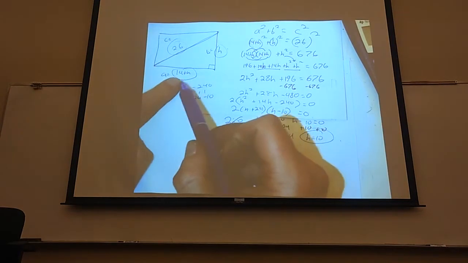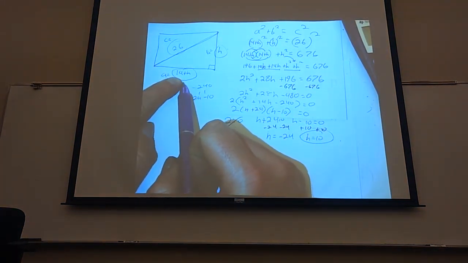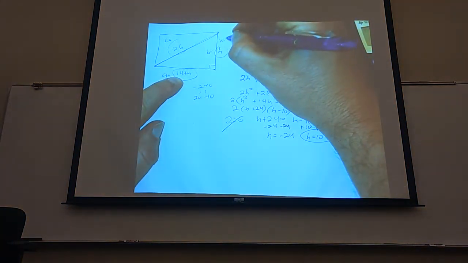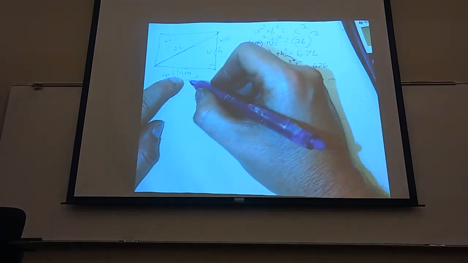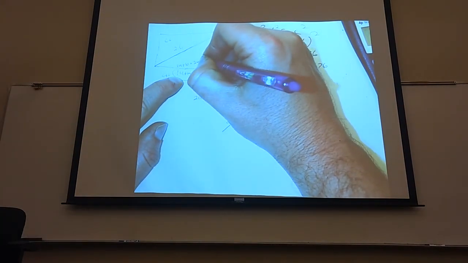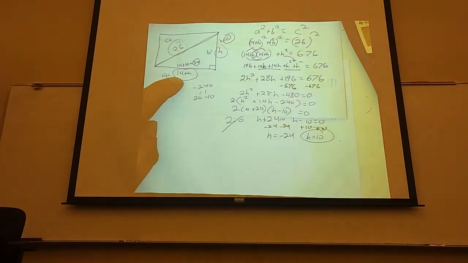Incidentally, this number is going to end up being a positive 24. Right? If I say h is 10, my length was 14 more than that. So 14 plus 10, 24. Just one of those great math coincidences.